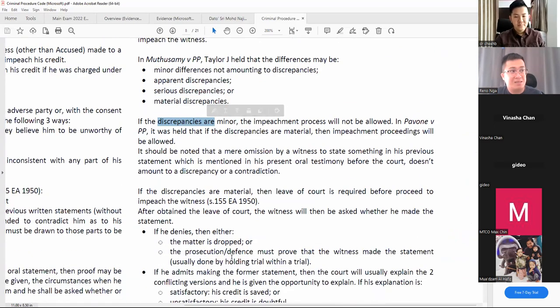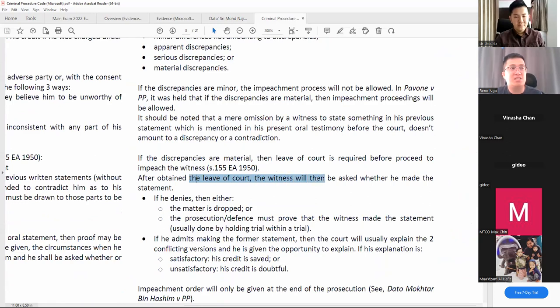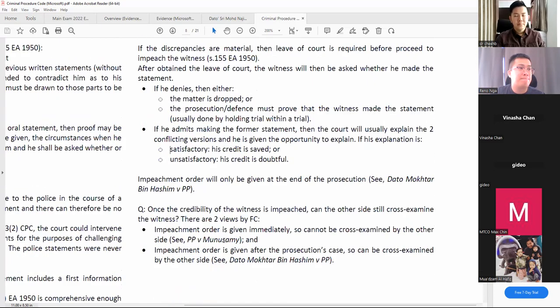Therefore, we proceed. Then the court will give a chance to ask the witness, did you make the statement or not? If he denies, then the prosecution must prove the witness made the inconsistent statement. Or if he admits the statement, then the court will ask him to give an explanation. If satisfied, nice, accept his credit. If cannot, his credit is doubtful. So the court at the end will give an impeachment order. Then that's it. Very simple, right?